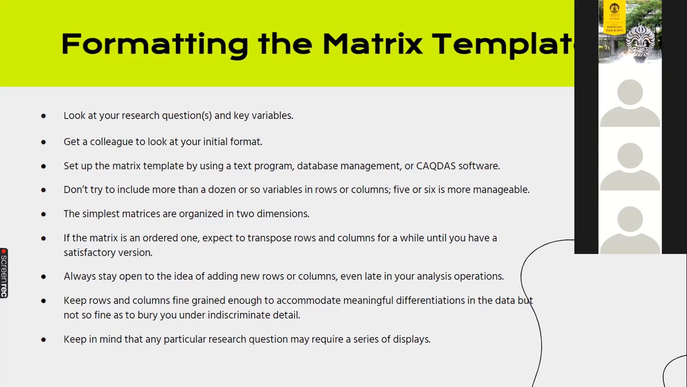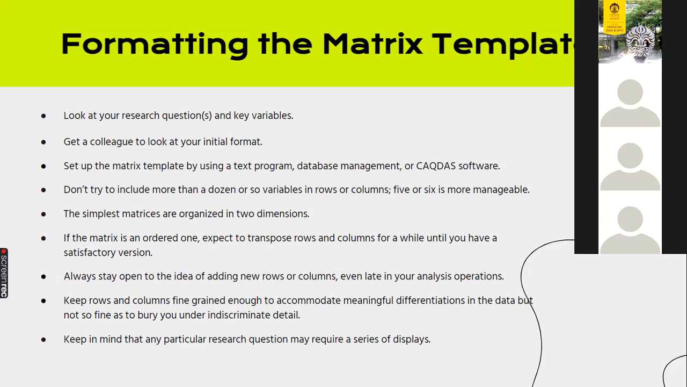And then the simplest matrices are organized in 2 dimensions, but we also have the choice to move to more complexity if the data demand it by creating partitions for a meta matrix. And if the matrix is an ordered one, expect to transpose rows and columns for a while until you have a satisfactory version. Most text-based software, database management, and spreadsheet programs can do this quite easily. And then we also have to always stay open to the idea of adding new rows and columns even late in our analysis operation.